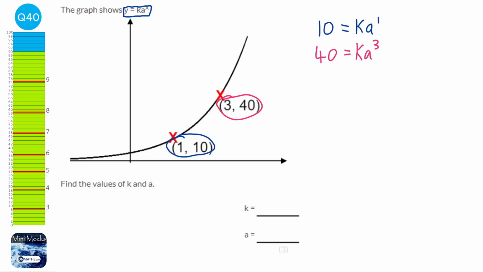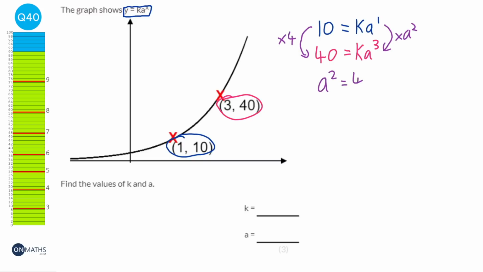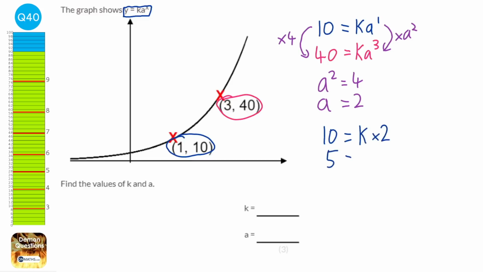Now look at what's happening to both sides. Here we're multiplying by a squared. So a to the power of 1 times a squared is a to the power of 3. And on this side we're multiplying by 4. So we have to be able to conclude that a squared equals 4. And if we square root both sides there, a must equal 2. So if a equals 2, we can just put that into the first equation here. So we've got 10 equals k times 2. And divide both sides by 2, and we get 5 equals k, or k equals 5.